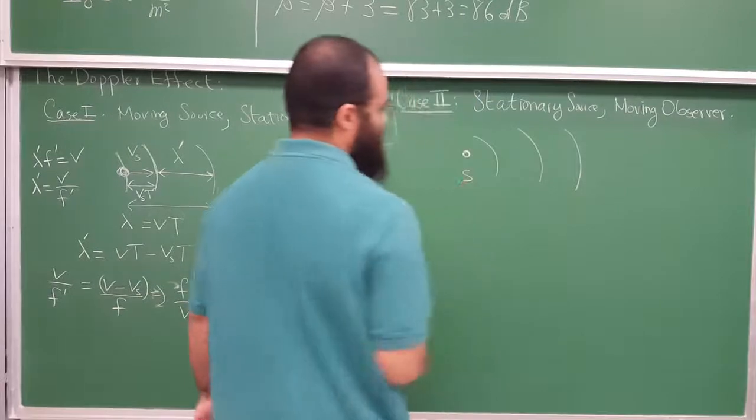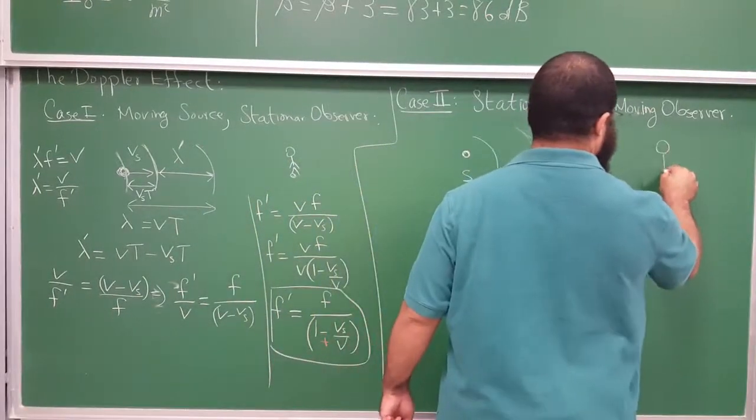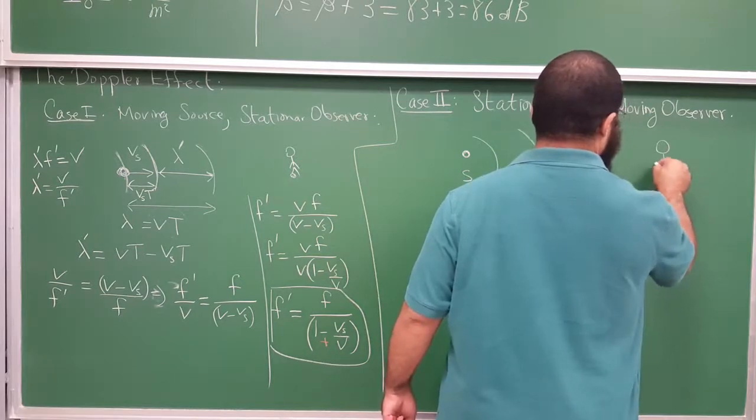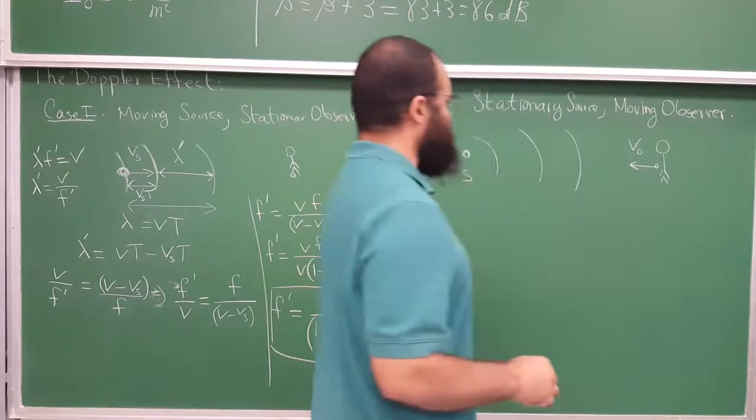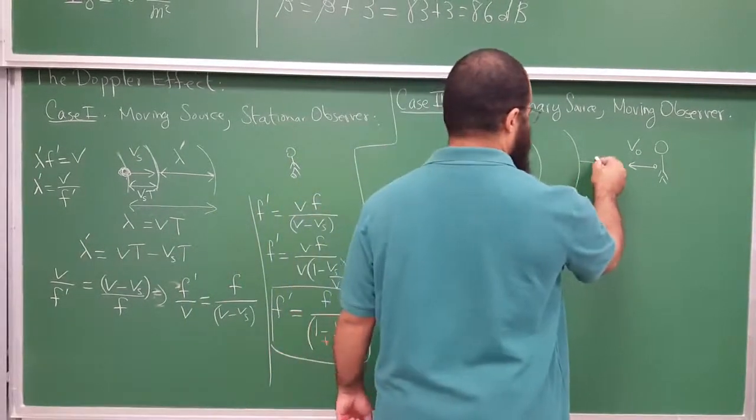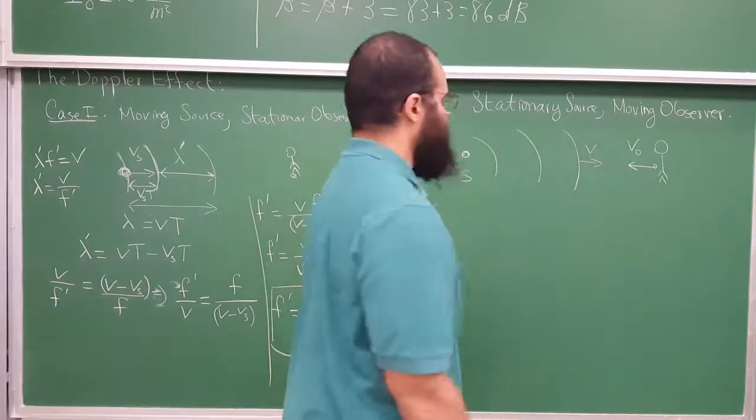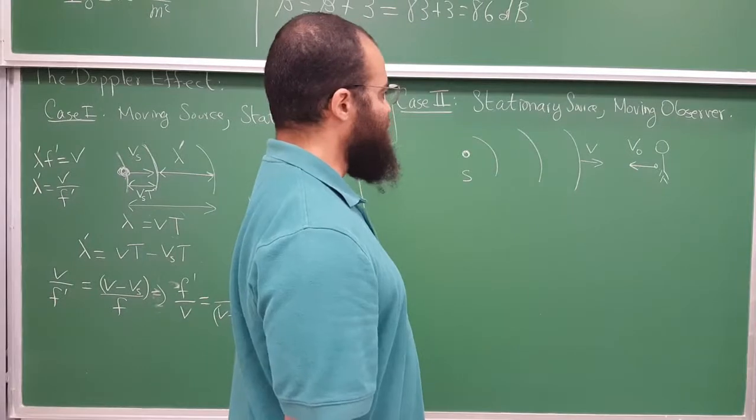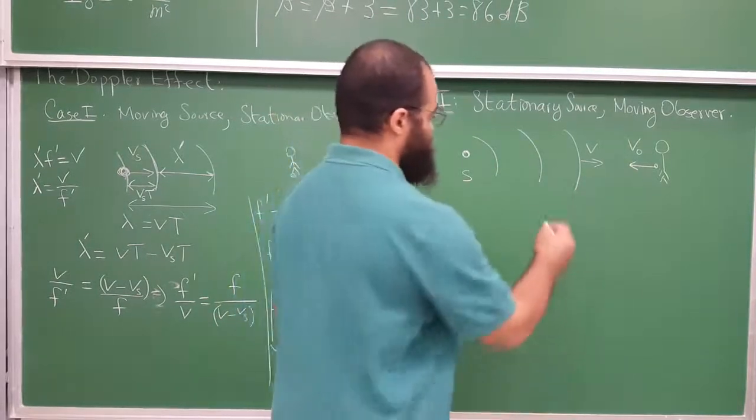Now the source is not moving. The observer is moving at some speed towards these wave fronts. These wave fronts are approaching the observer with the speed of sound, and the observer is also approaching them with speed v. So how quickly will the observer approach them?